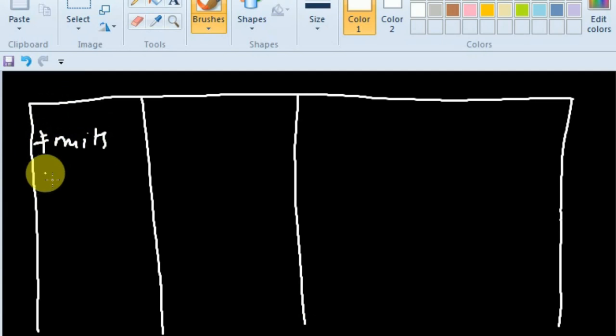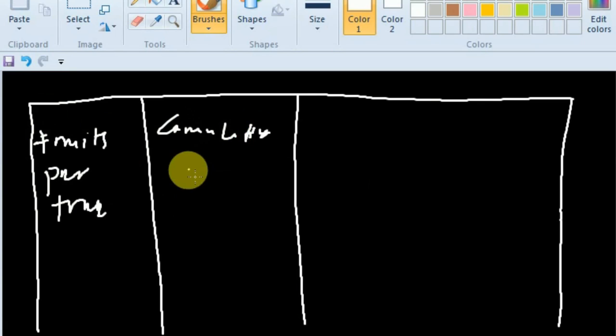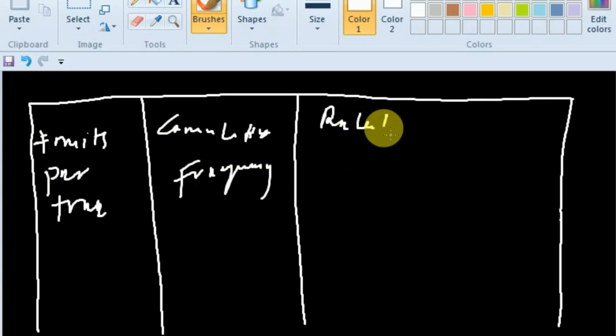So I'm going to write 3 columns, as you can see. I have fruits per tree in the first column, cumulative frequency in the second column, and in the third column I have relative cumulative frequency.